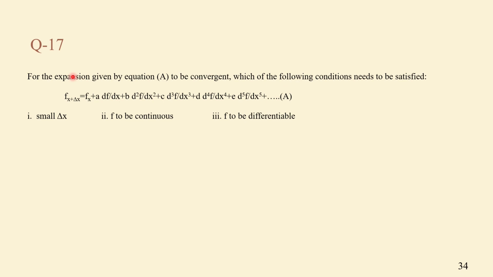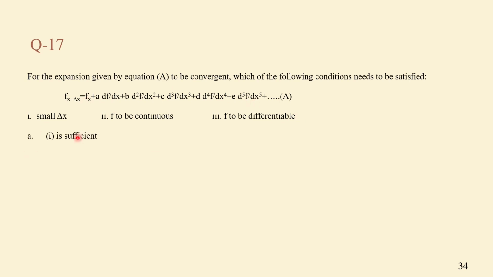So we can say the convergent would be there, and f of x needs to be continuous. So this equation should be continuous, otherwise we cannot differentiate it. If it is not continuous, we cannot say the solution given by this expansion would be converging. And if it is to be continuous, it should be differentiable as well. So all three conditions need to be satisfied.